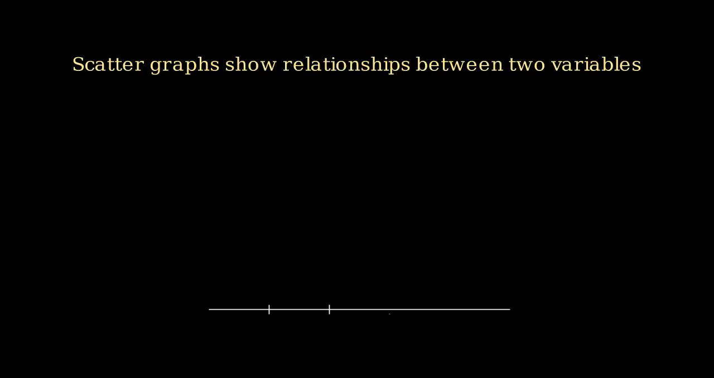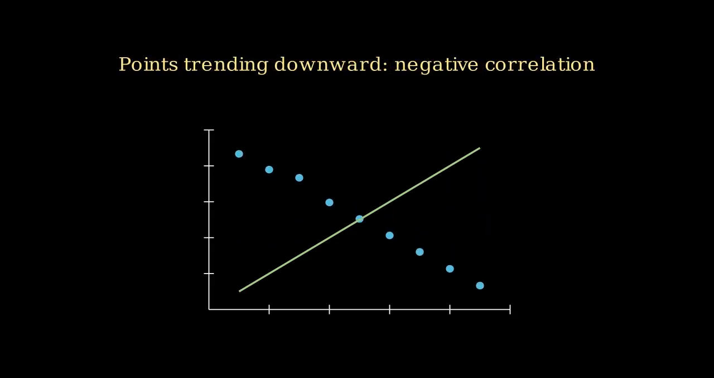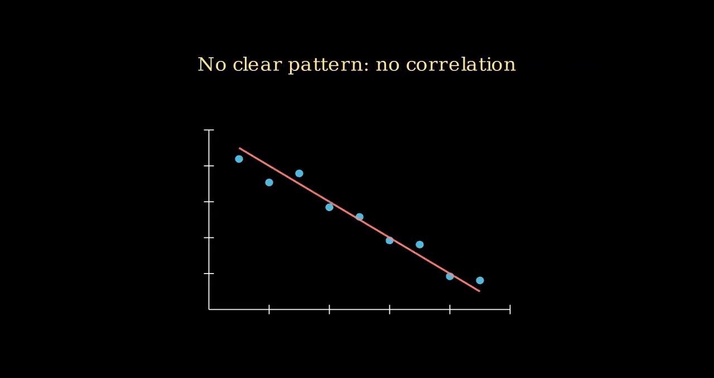A scatter graph is a way of showing the relationship between two variables using points plotted on a graph. If both variables increase together, so the points trend upward, we call this positive correlation. If one variable increases as the other decreases, so the points trend downward, we call this negative correlation. If the points show no clear pattern at all, we say there is no correlation.